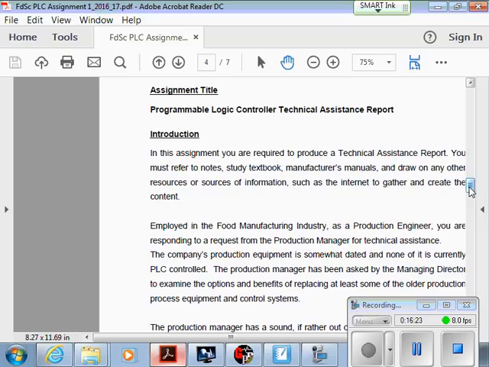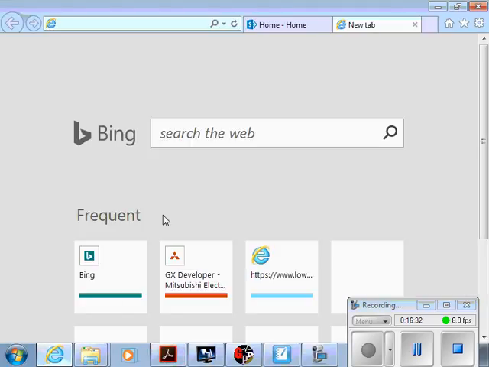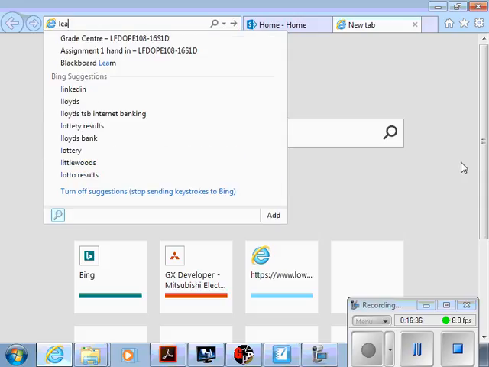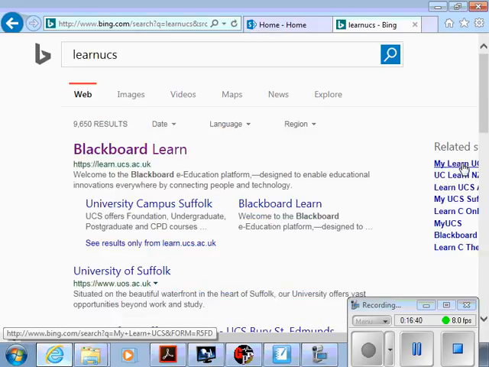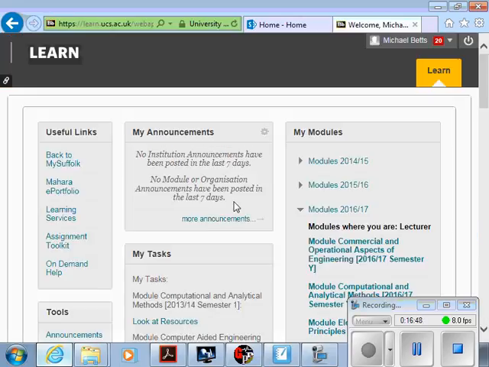I'm going to go through how you get there, just to help Jack and Caleb as well. The rest of you have already been here. But if you Google Learn UCS, ironically, although it's changed from UCS, you can still get there by typing in Learn UCS. Get this Blackboard Learn link up. I'm already logged in, but you log into that with your S number and password.